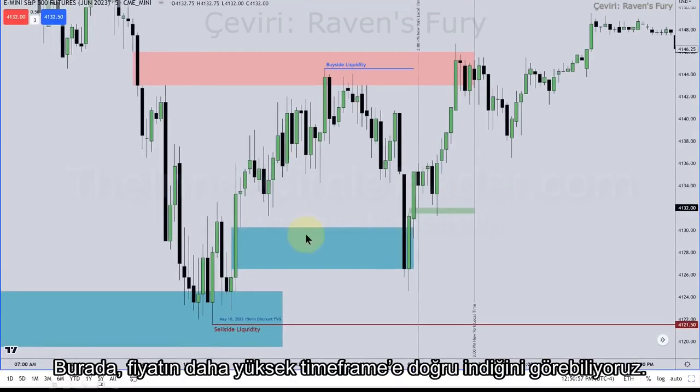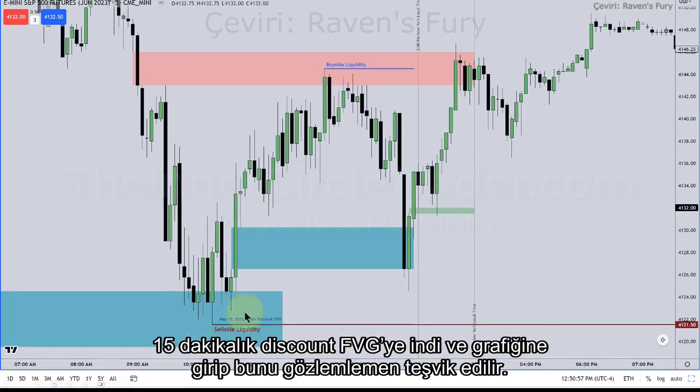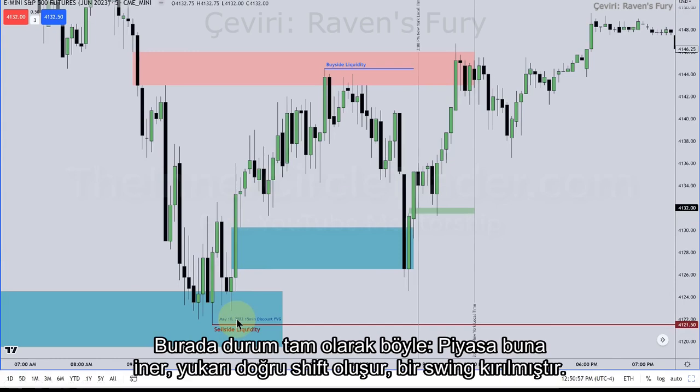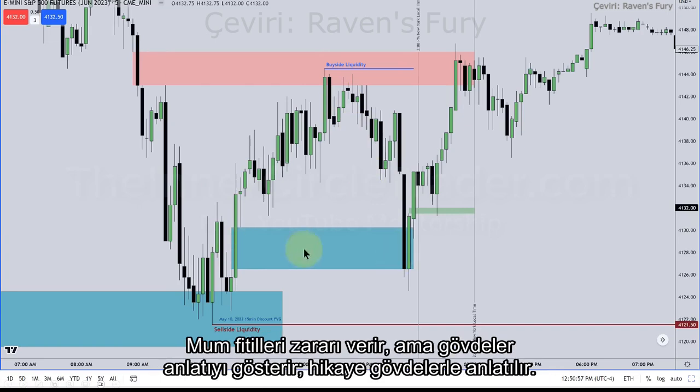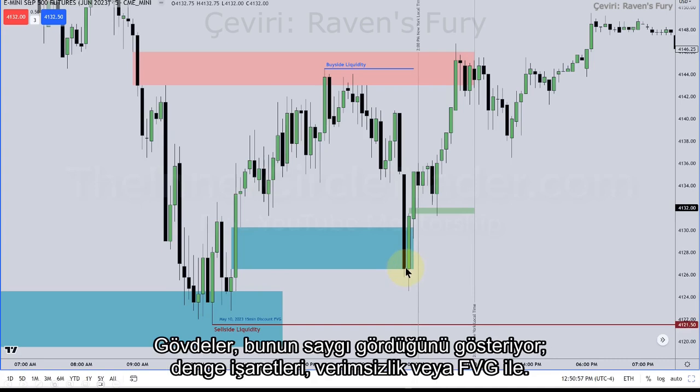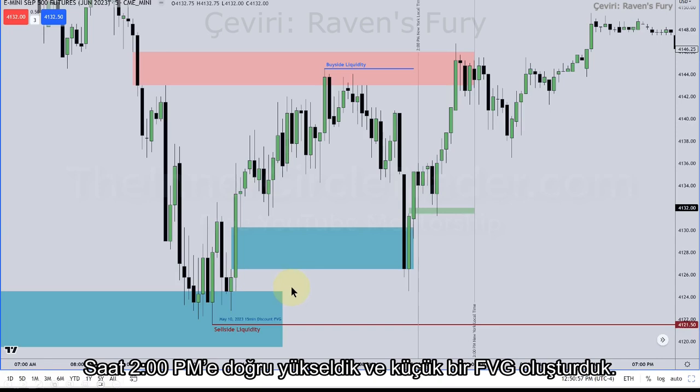In this one here, we can see that we traded down into a higher time frame, 15-minute discount fair value gap, and you're encouraged to go into your charts to see that is in fact what we have here. Market trades down into it, shifts higher. A swing has been broken to the upside, so we have a shift in market structure and a fair value gap. So any retracements back down into that, look at the bodies staying inside that. The wicks do the damage, but the story is told by the bodies. So it's telling you it's respecting this buy side imbalance, sell side inefficiency, or fair value gap.